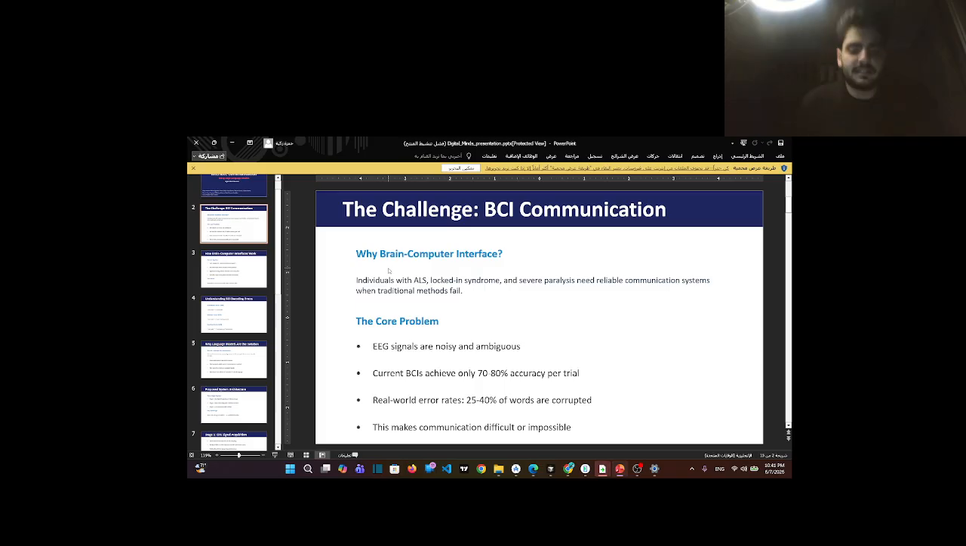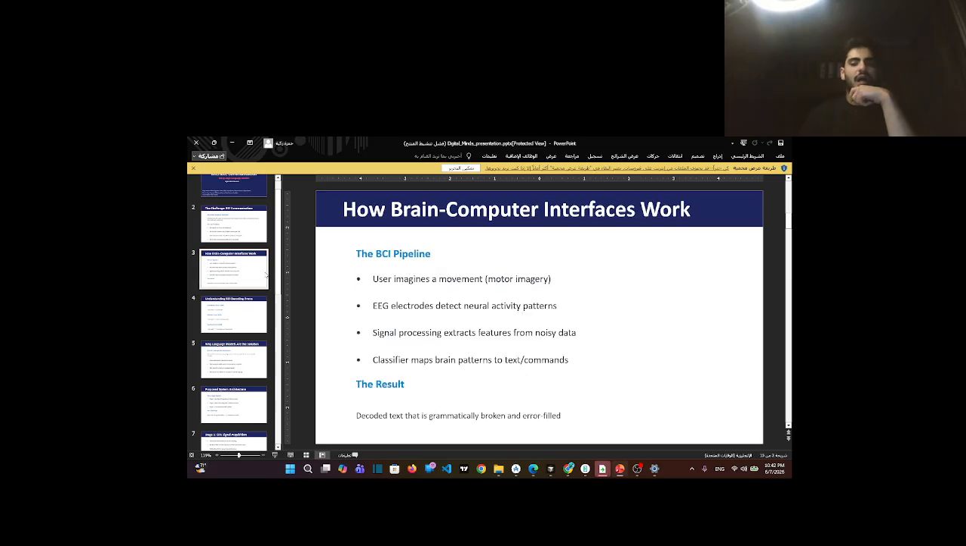Because of this, current BCI systems may achieve around 70 to 80% accuracy per trial. But in real-world communication, the error rate can still be very high. This means that around 25 to 40% of words may be corrupted. So even if the system works technically, the final message may still be hard to understand. For a user who depends on the system to say something important, even a small mistake can change the meaning completely. Let's go to the next slide.